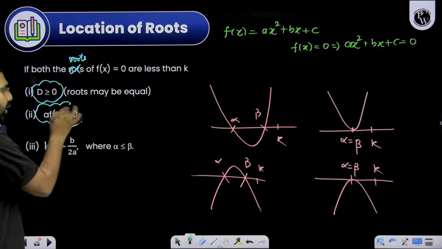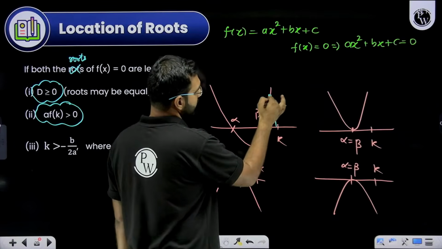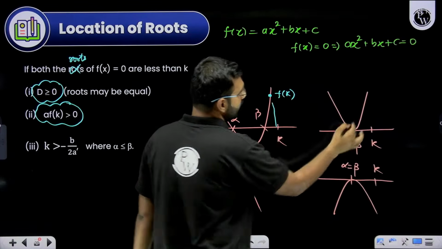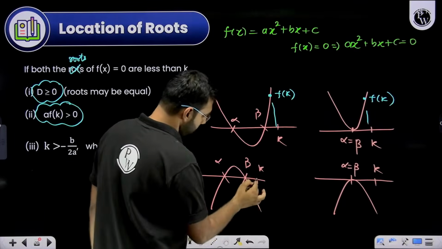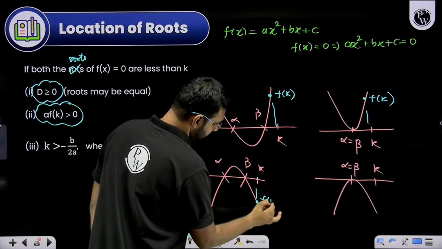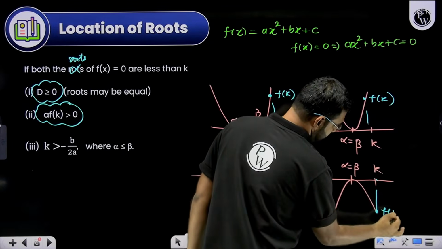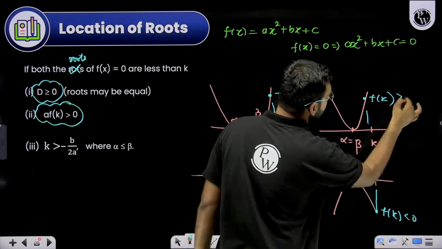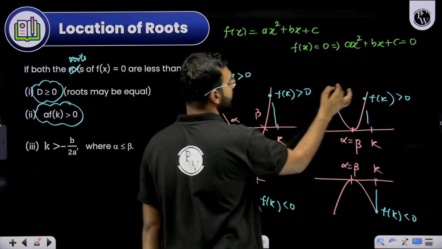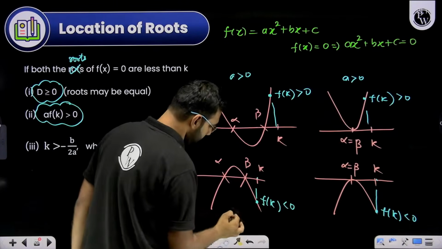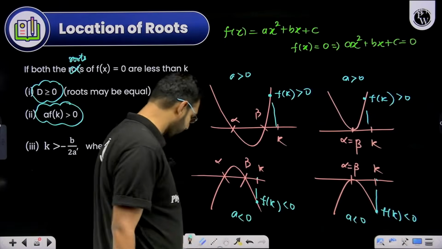Second case, a dot f of k will be positive. What does it mean? Sir, look at this f of k. This f of k is positive. Look at this f of k. Again, this f of k is positive. But here, look at this f of k. This f of k is negative. Look at this f of k. This f of k is negative. I hope you are noticing something very important, sir. This is an upward facing parabola, a positive; upward facing parabola, a positive; downward facing parabola, a negative; downward facing parabola, a negative. What does it all mean?